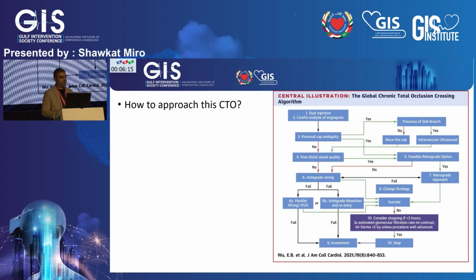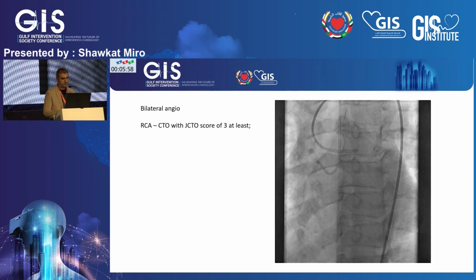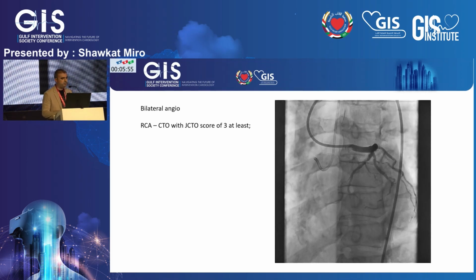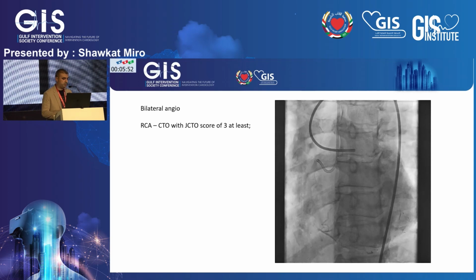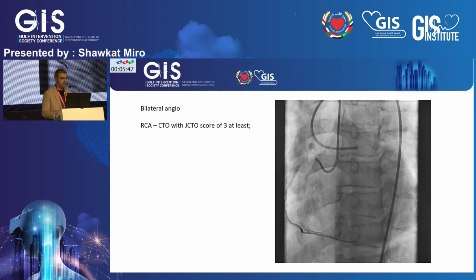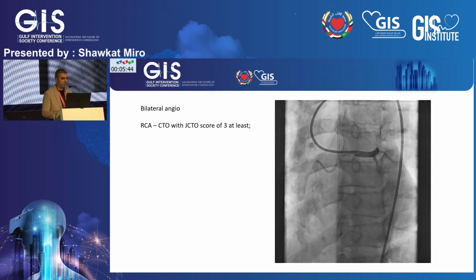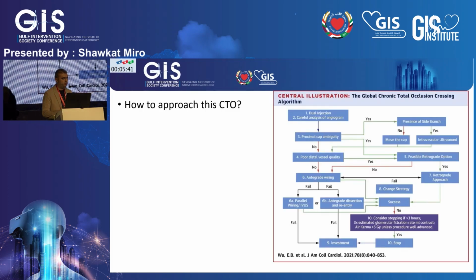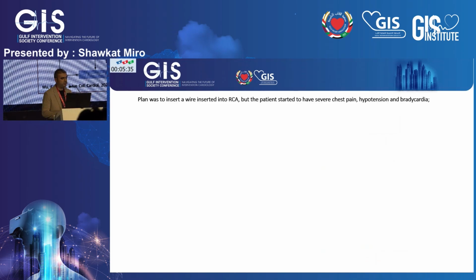We have a global algorithm for how to cross the CTO, and it depends on the proximal cap ambiguity, the distal quality of the vessels, and the presence of good collaterals. In our case, the proximal cap is relatively ambiguous, most probably at the site of the RV branch that continues as an accessory PDA. Here IVUS would be a very good option to penetrate the proximal cap, but at that time the IVUS was not available or accessible in the cath lab.